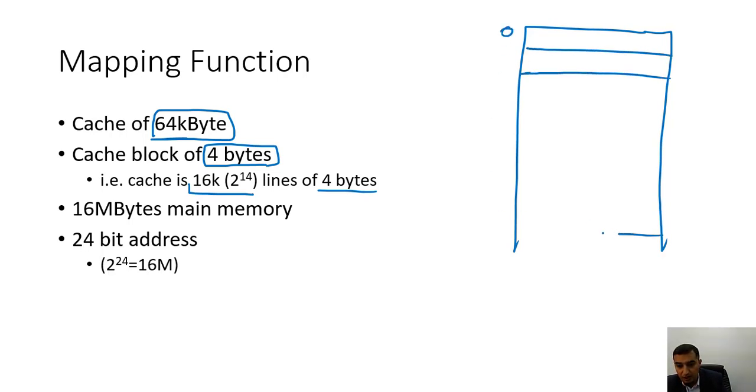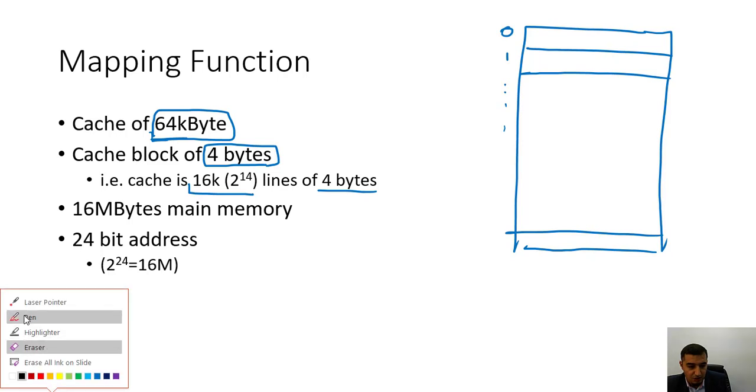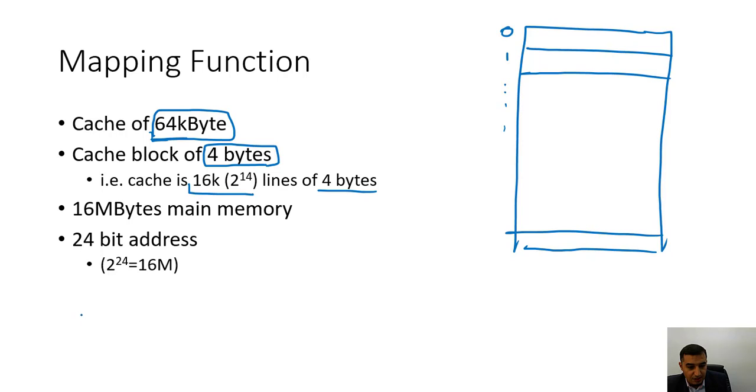The cache has locations from 0, 1 up to 65,535, which is 64 kilobytes. Or I'm sorry, it's not like that, because let me do the calculations first and show you. We have 64 kilobytes. 64 kilobytes is what? A kilo is 2 to the power 10, and 64 is 2 to the power 6, so that's 2 to the power 16.